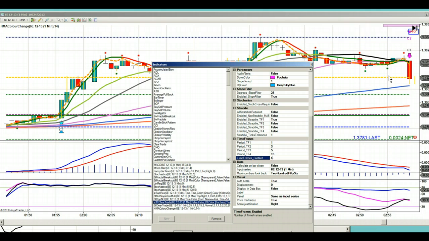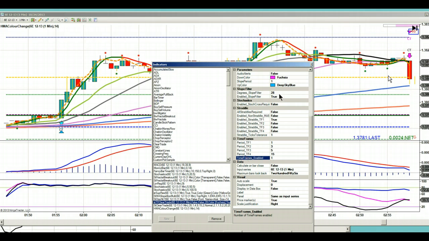Now remember, the more time frames you add in the equation, the fewer arrows you're going to get. So for the demonstration, I'm going to show you just 1 time frame. And that's the unique thing about the TF Clear Trade Indicator. You can actually choose how many time frames you want in the equation.